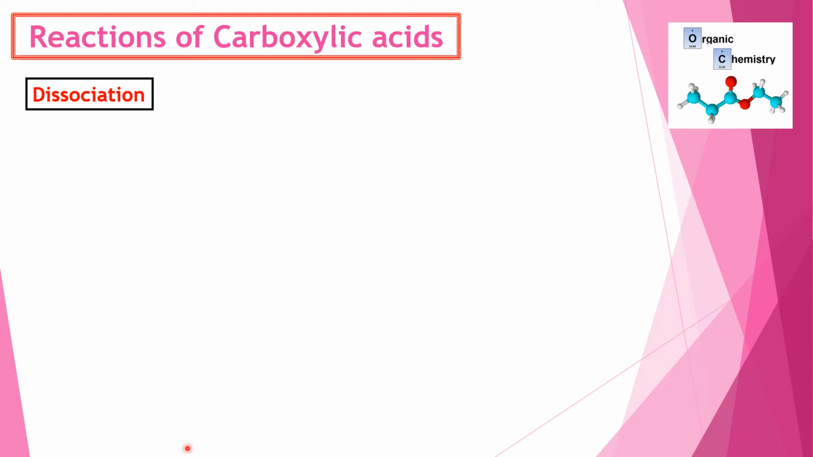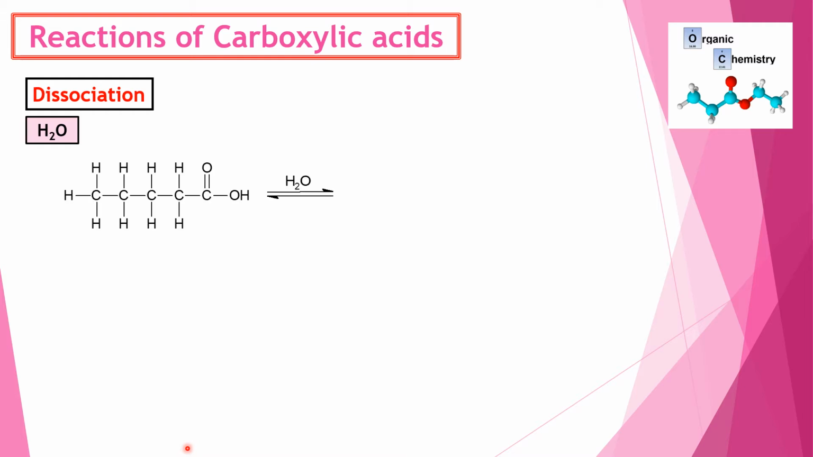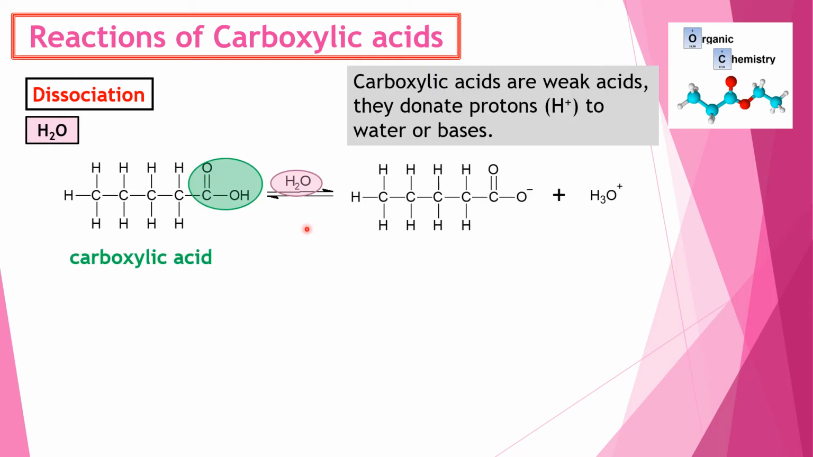So the first type of reaction we're going to talk about is the dissociation reaction. A carboxylic acid is essentially a weak acid. All carboxylic acids are weak acids. That means that the hydrogen atom on the end of this carboxyl functional group here is susceptible to be lost or to donate itself to a base or to water. So this is a weak acid. It will partially dissociate in water, which is why we have these equilibrium arrows, and this carboxylic acid group will donate its proton and produce this carboxylate ion.